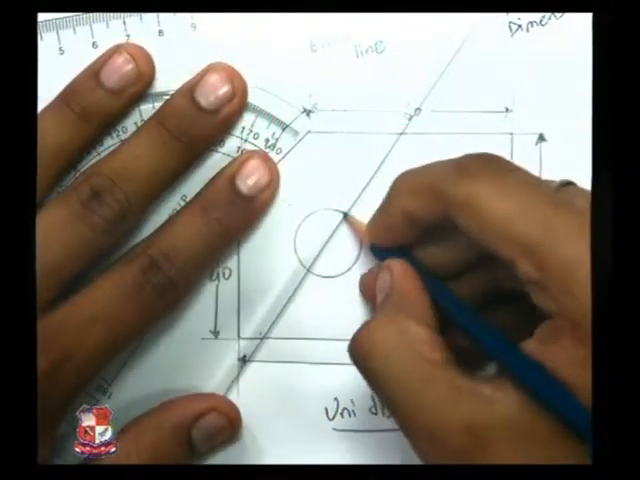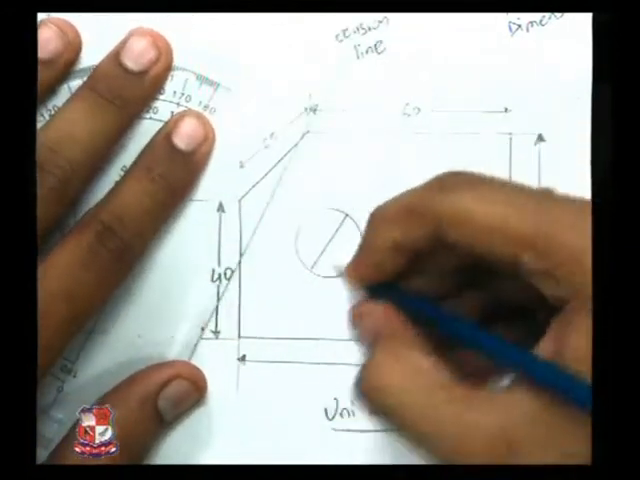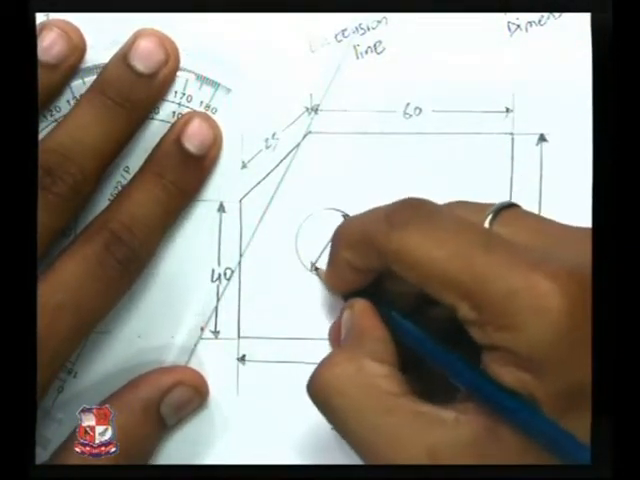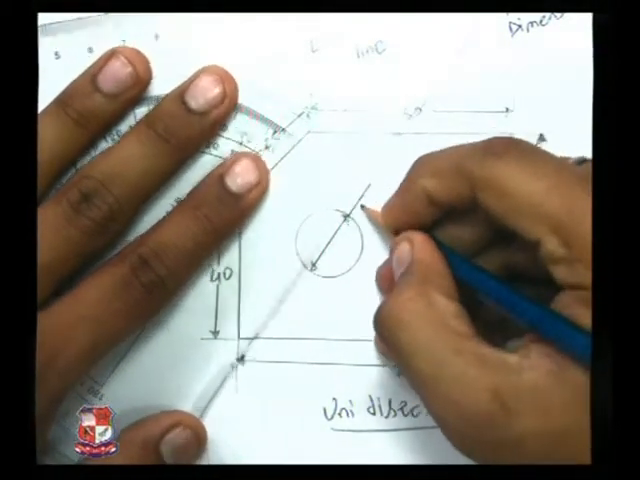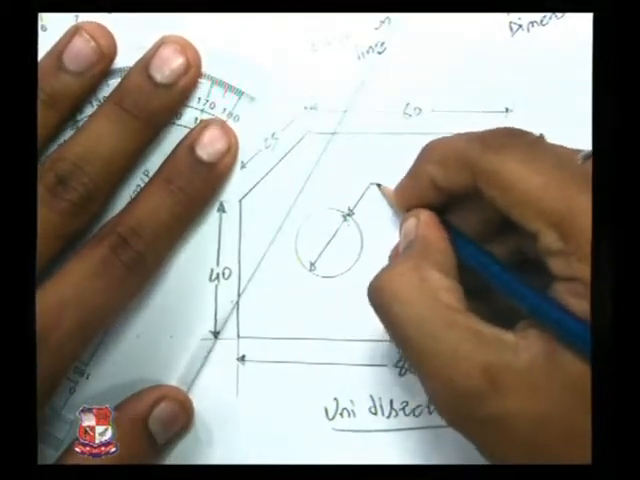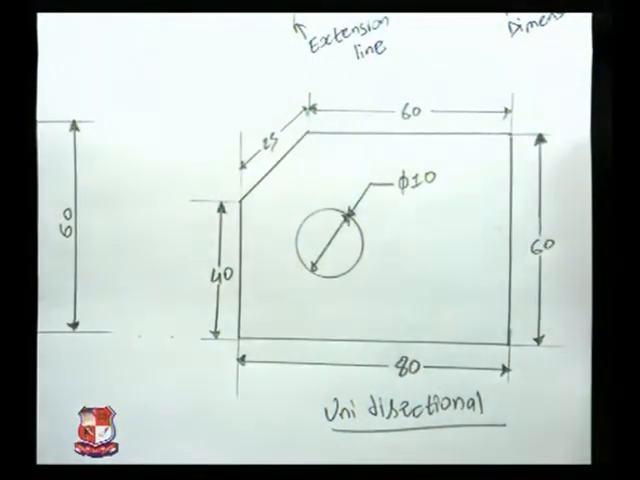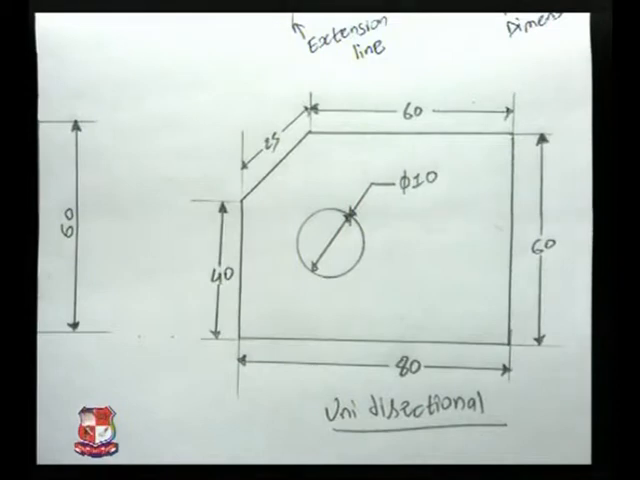For the circle, the inner side would be the same, close filled arrow on both the side. Diameter 10 written beside the arrow.